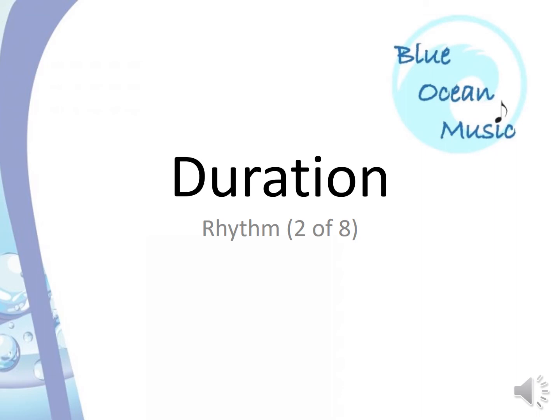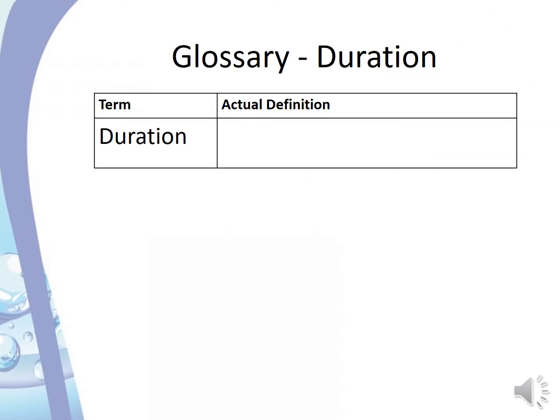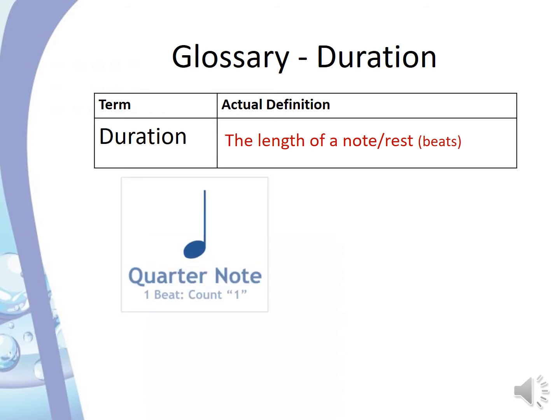In this second video of the Rhythm series, we will learn about the concept of duration. What is duration? Duration is simply the length of a note or rest in music, and this length is measured in beats. In our previous class, we were introduced to the idea of a quarter note equaling one beat or a quarter rest equaling one count of silence.